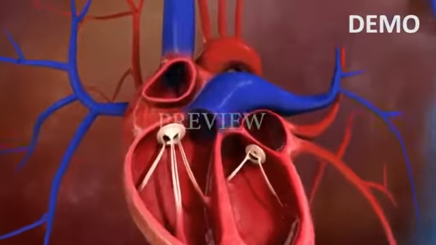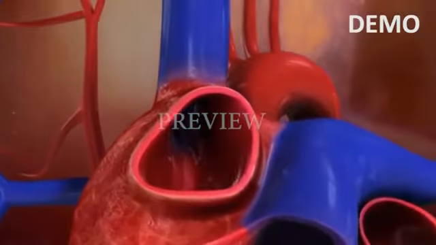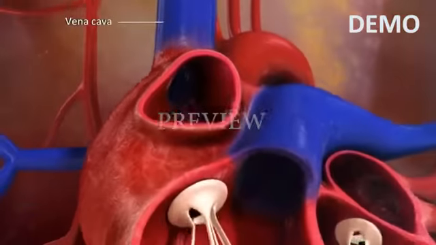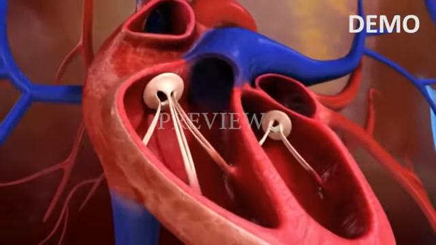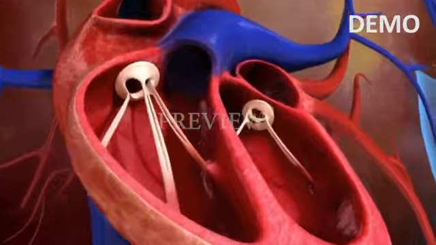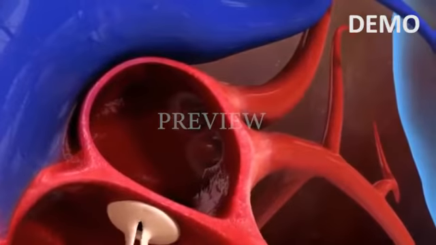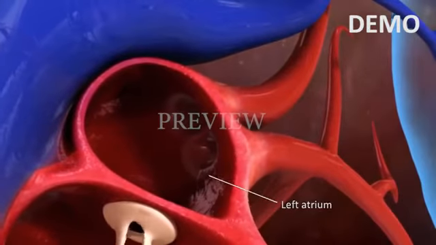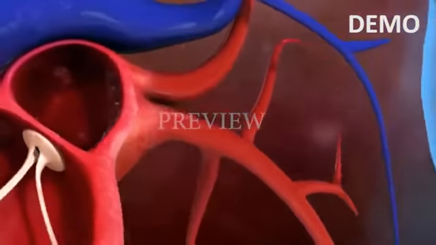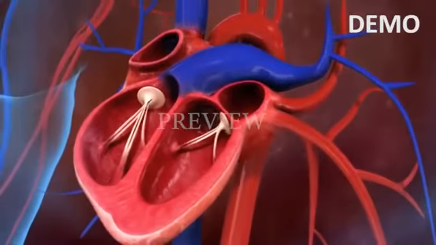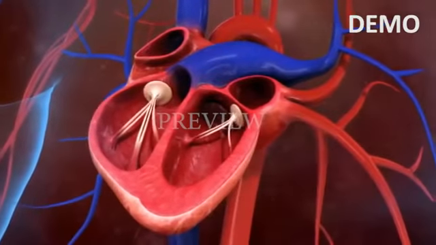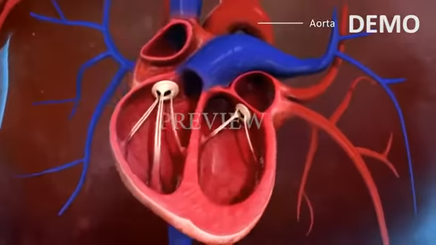All the 4 chambers of the heart are connected to different blood vessels. The right atrium is connected to the vena cava, and the right ventricle is connected to the pulmonary artery. The left atrium is connected to the pulmonary vein, and the left ventricle is connected to the aorta.